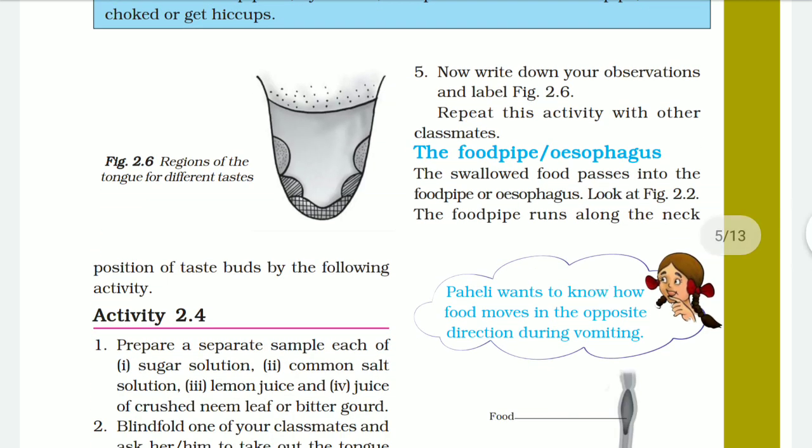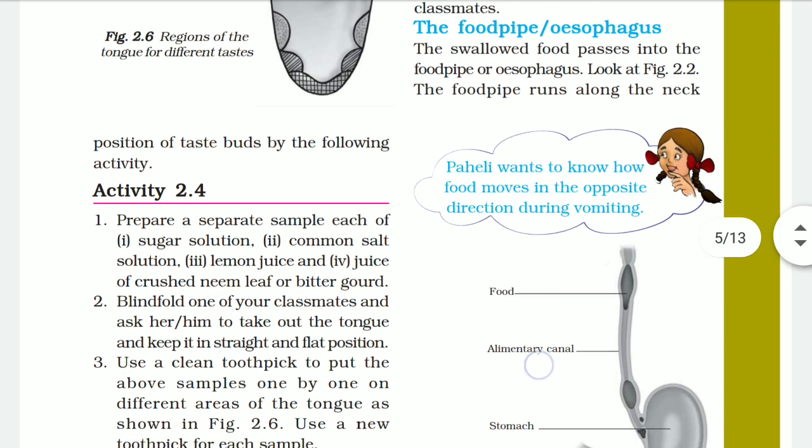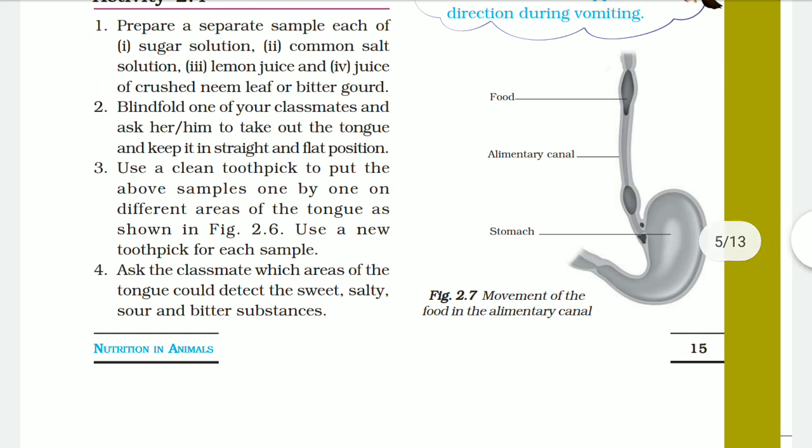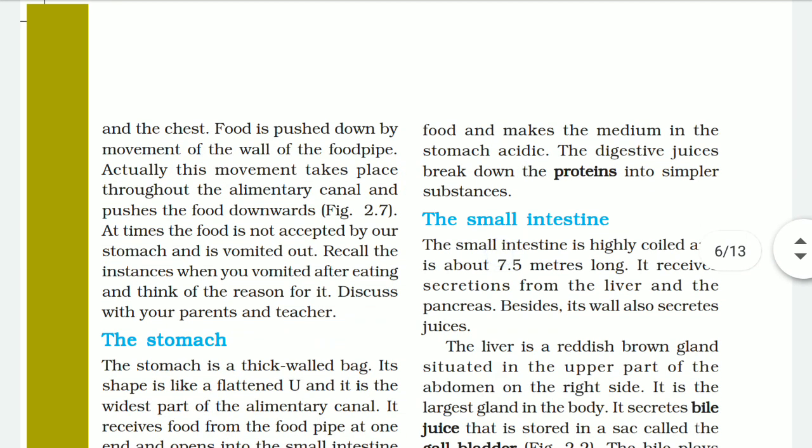Then comes the food pipe, the esophagus. The swallowed food passes into the food pipe or esophagus. You can look in the picture that the food pipe runs along the neck and the chest, and is part of the alimentary canal, which leads to the stomach. Food is pushed down by the movement of the wall of the food pipe. Actually, this movement takes place throughout the alimentary canal and pushes the food downwards. At times the food is not accepted by the stomach and is vomited out. So when food is not accepted by the stomach, we normally throw it out by vomiting.